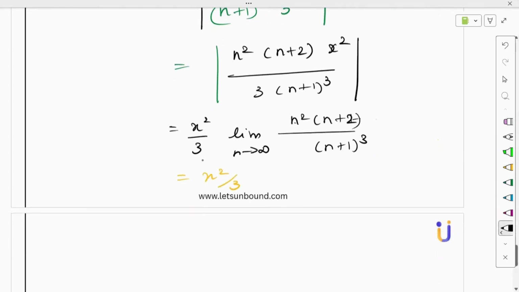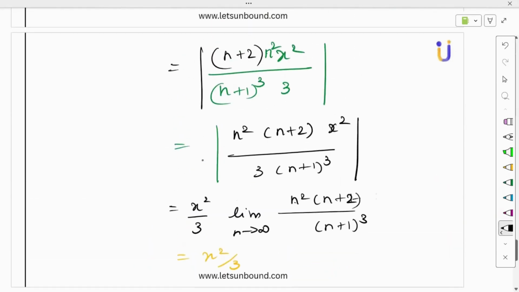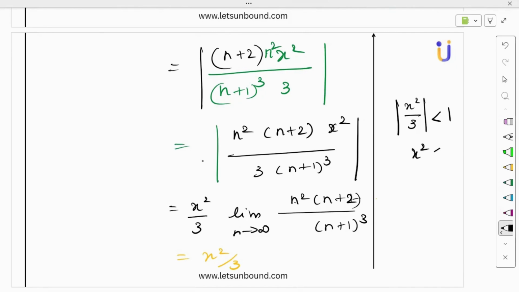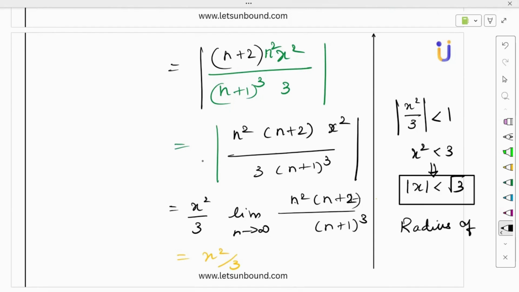Okay, what is the ratio form? Let me solve here. Modulus x squared by 3 should be less than 1, right? And x square should be less than 3. If you simplify, this implies mod x is less than root 3. This is the radius of convergence structure. So the radius of convergence for g is root 3.